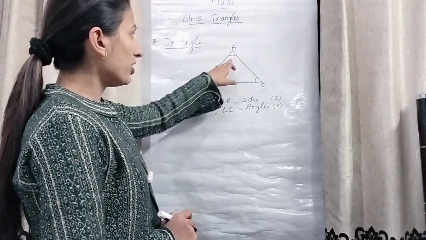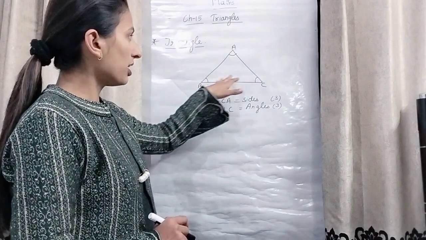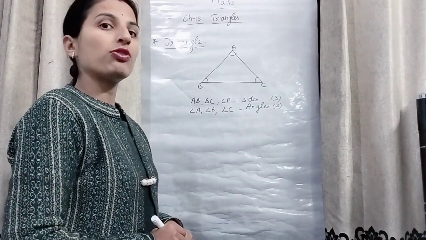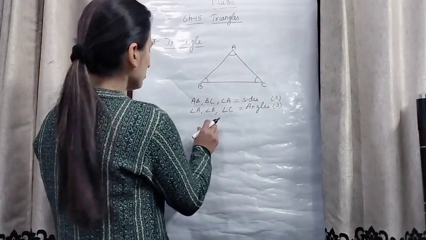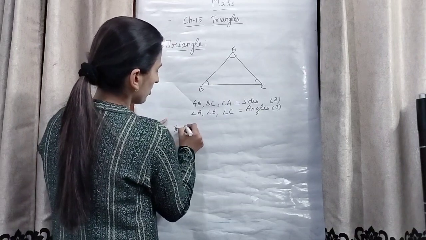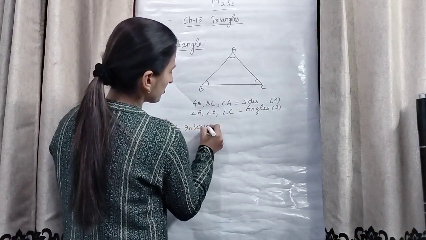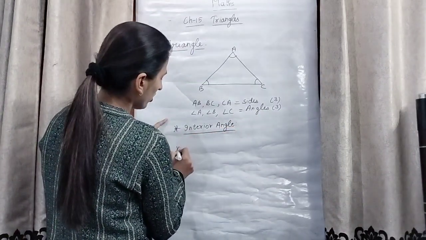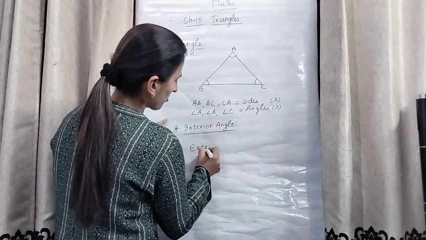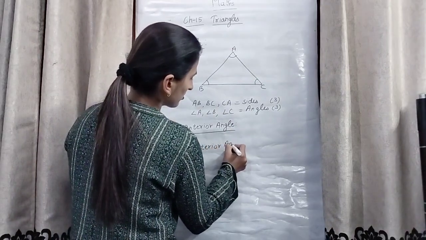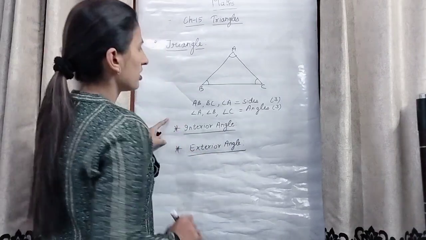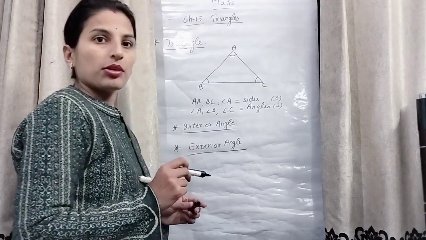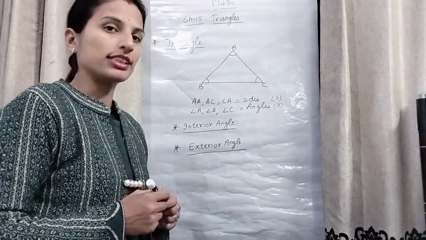Now the angles A, B and C which I have marked here are interior angles. And in the triangle we can form an exterior angle also. See, what is an interior angle, and what denotes the exterior angle? An interior angle is formed in the interior of the triangle by joining any two sides.